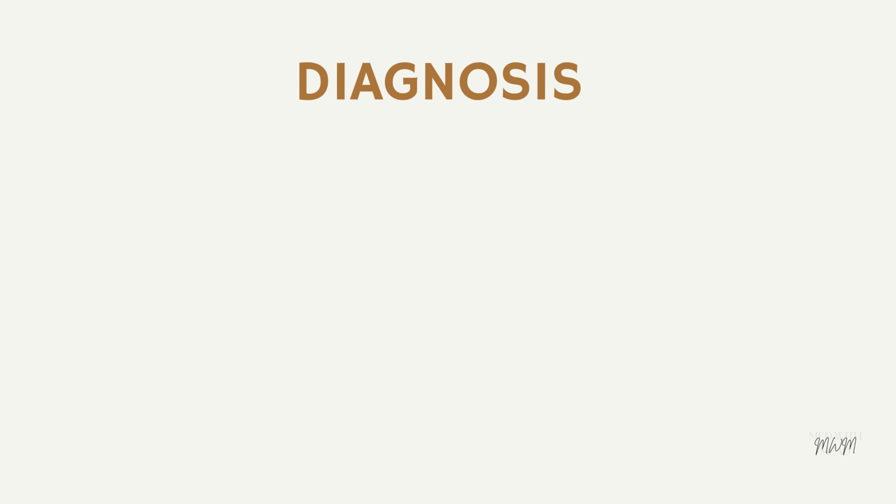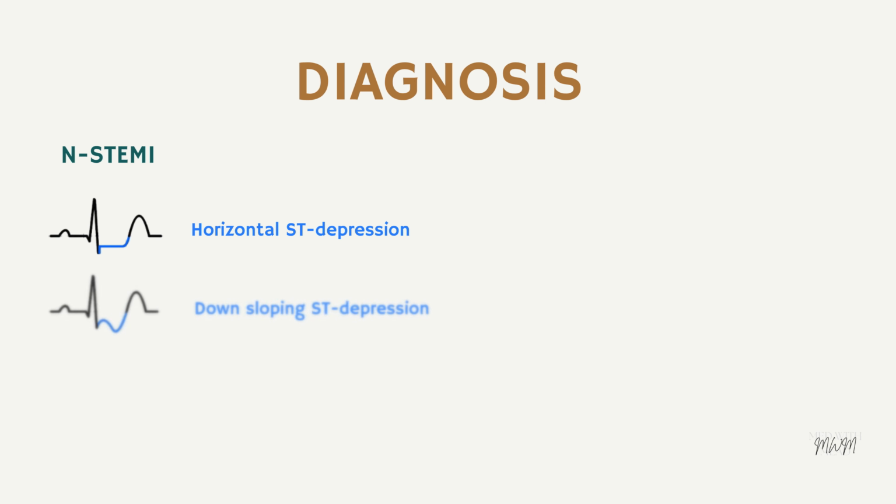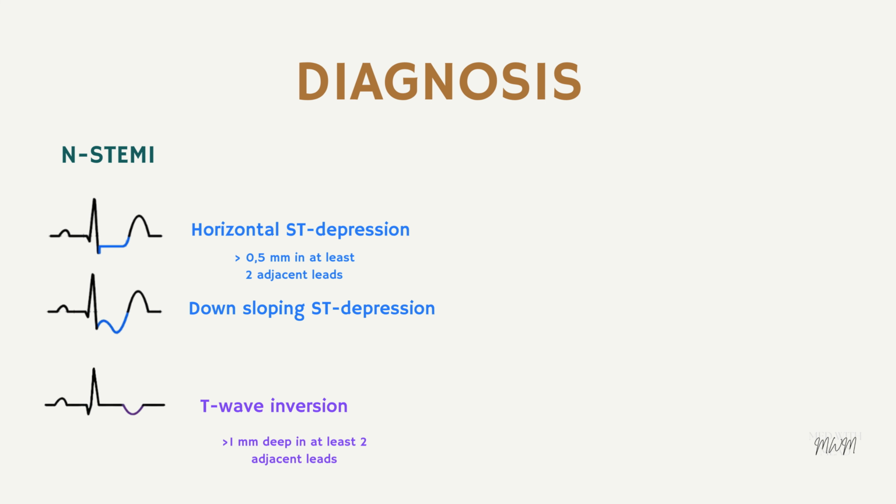When diagnosing myocardial infarction, the ECG is one of the first and most important tools. In NSTEMI, which is non-ST elevation myocardial infarction, you typically see ST segment depression, which can be horizontal or downsloping. It should be more than 0.5 millimeters in at least two adjacent leads. You might also see T-wave inversions, which are more than 1 millimeter deep, again in at least two adjacent leads.